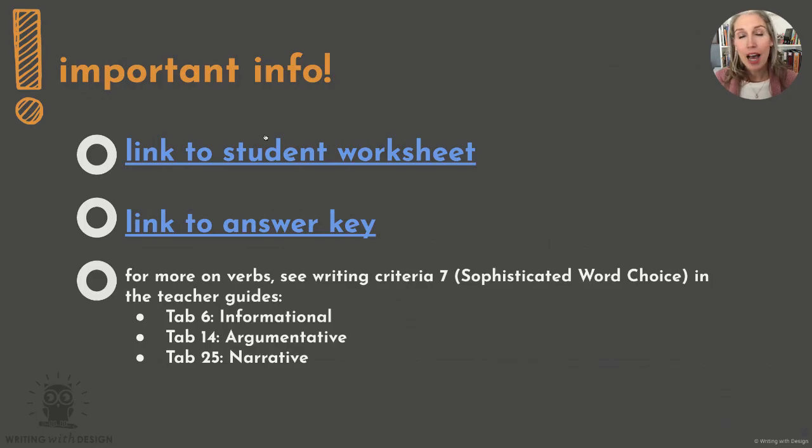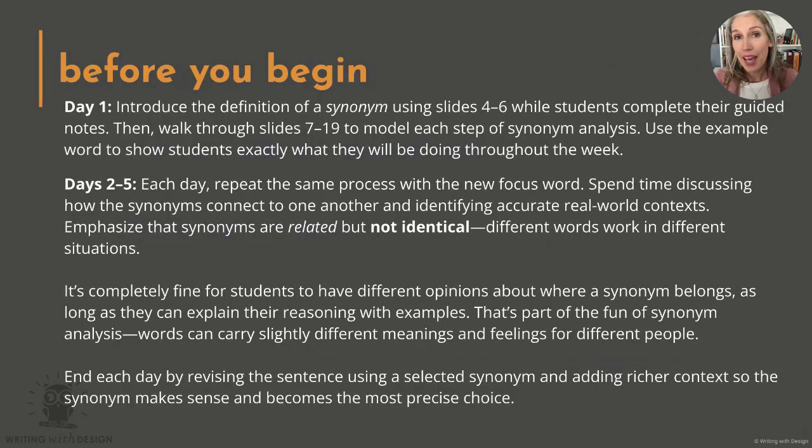Here is the page that has both the student sheets as well as the answer key. And do keep in mind that the answer key is just going to give one option of what is possible, because with synonyms, just as the instructions said on the slide prior, it's okay for there to be differing opinions or ideas. That's part of this analysis, is that there is not going to be one right answer.